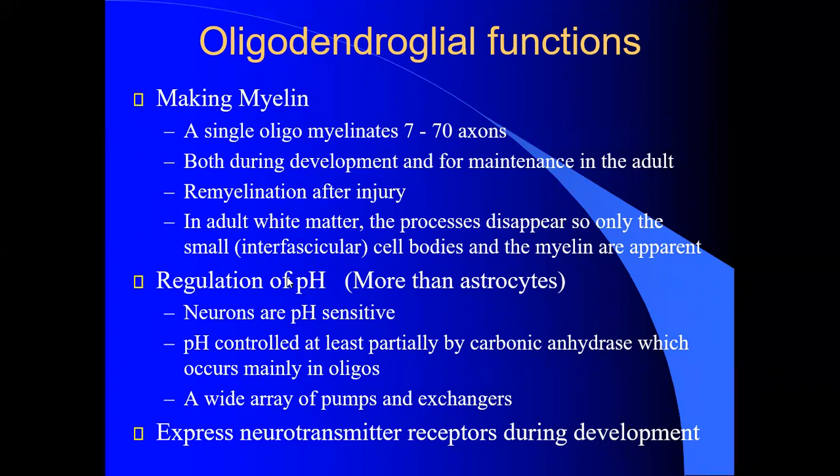But the second function of the oligo, which is neglected but clinically important, and why I'm so interested in this patient I'm taking care of in the ICU today, is that the oligo is responsible to regulate pH, not the astrocyte. The astrocyte is busy. The astrocyte is generating ATP. It's taking care of the intermediary metabolism of energy.